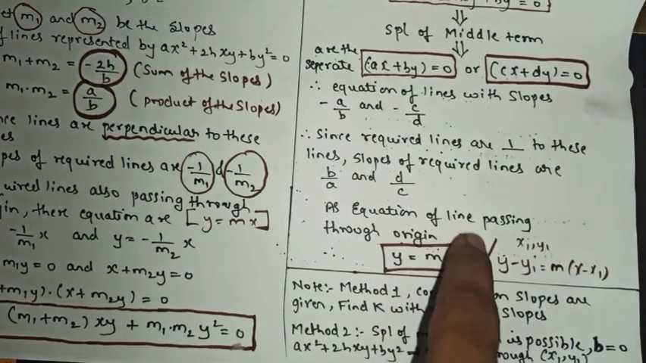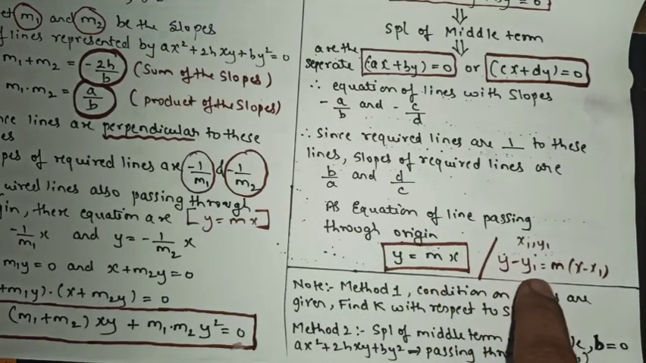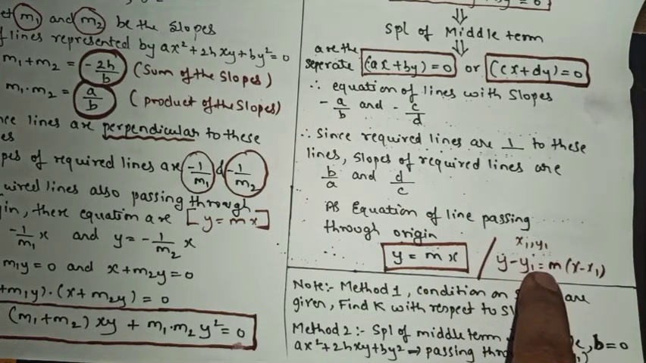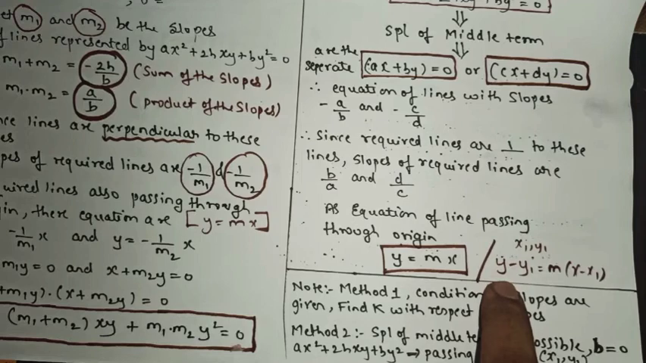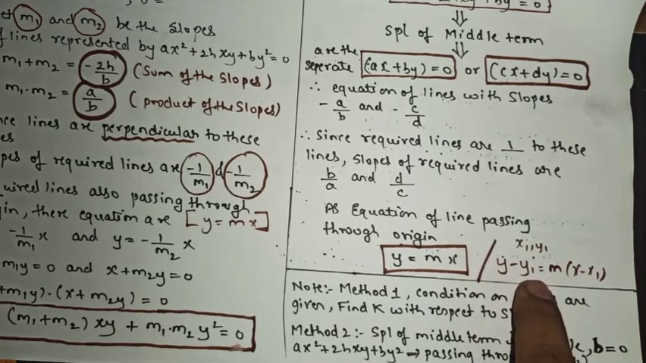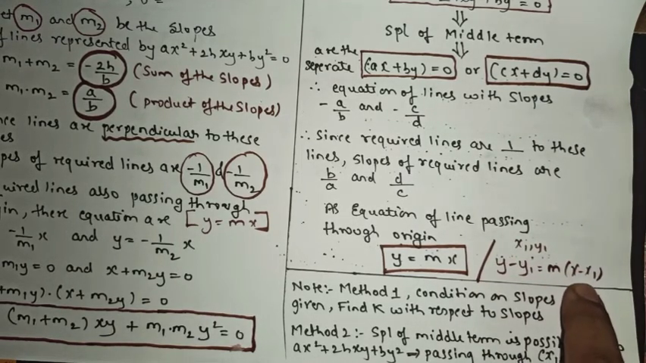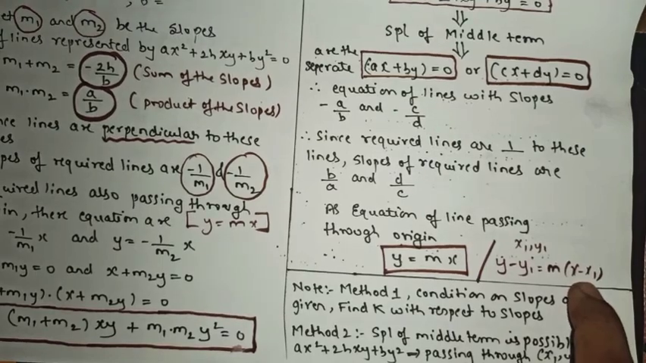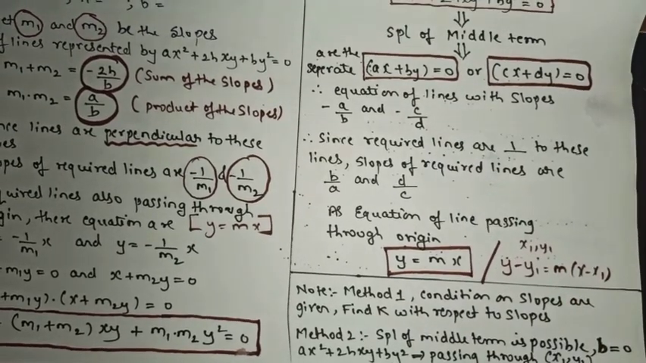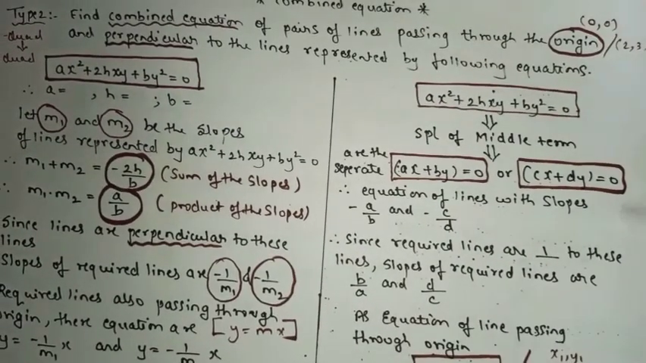But see that the change will be what? The equation of line, as it is passing through x1, y1. So we know that y minus y1 equal to m into x minus x1 is the required equation of line when it is passing through the point. Yes or no?